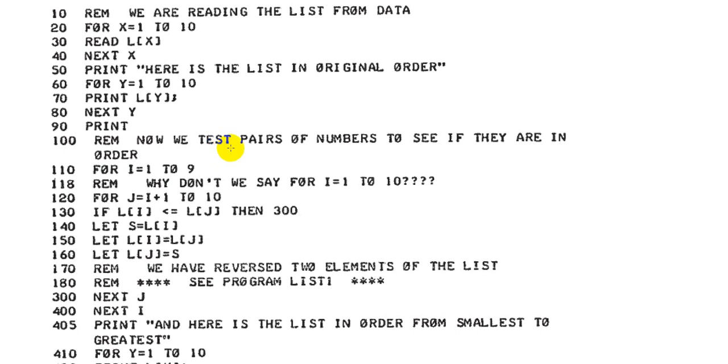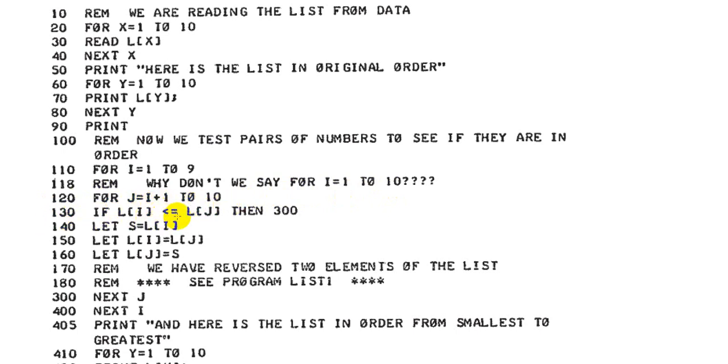100 REM. Now we test pairs of integer digits here to see if they are ordered or if they are assorted. Of course, these digits can already be assorted, as stipulated in the following sub-procedure. 110 for I equal to 1 to 9. Why don't we say for I equal to 1 to 10? This question compels computers to do exactly the activity required. 120 for J equals I plus 1 to 10.